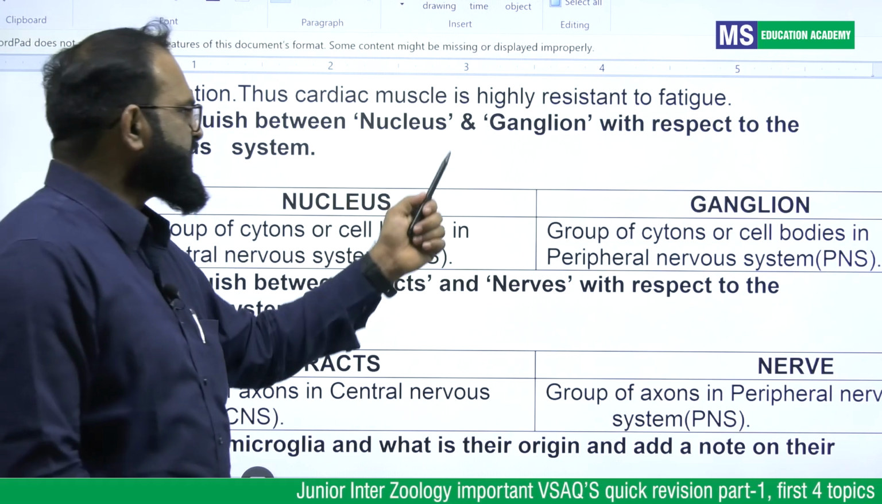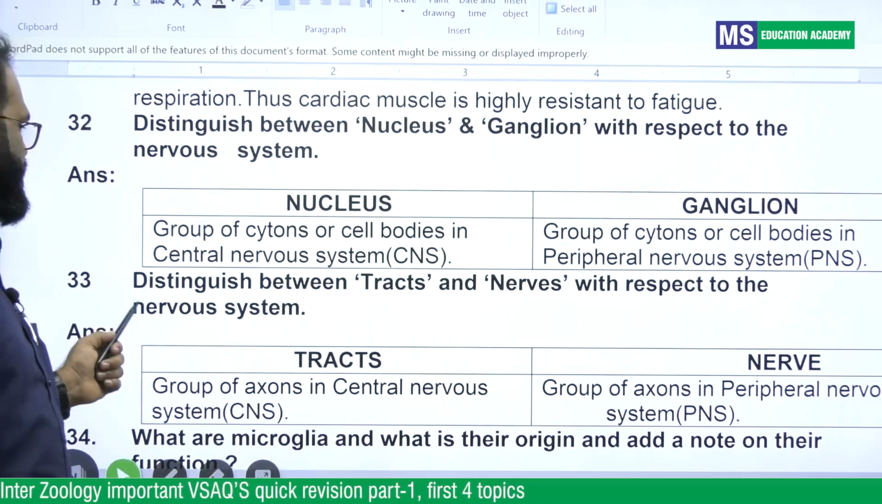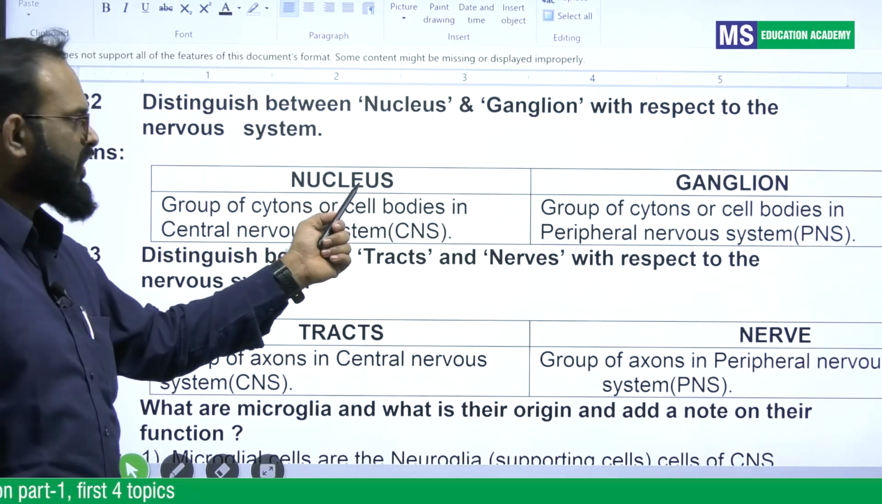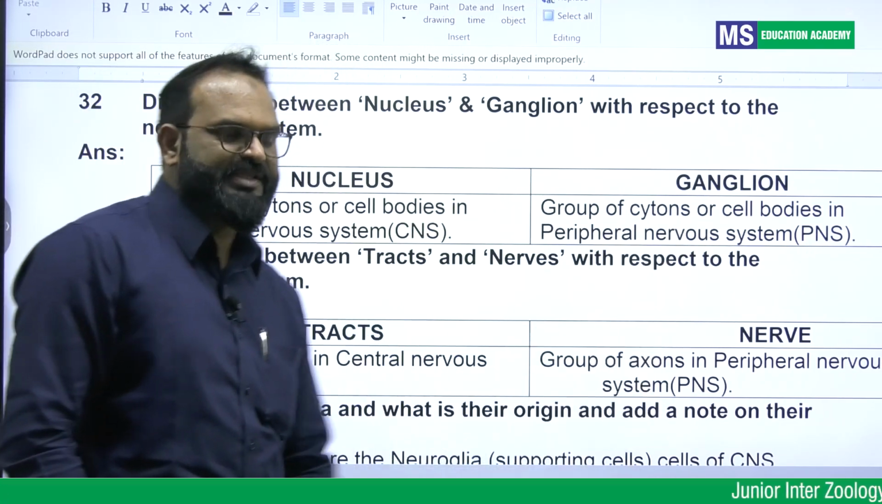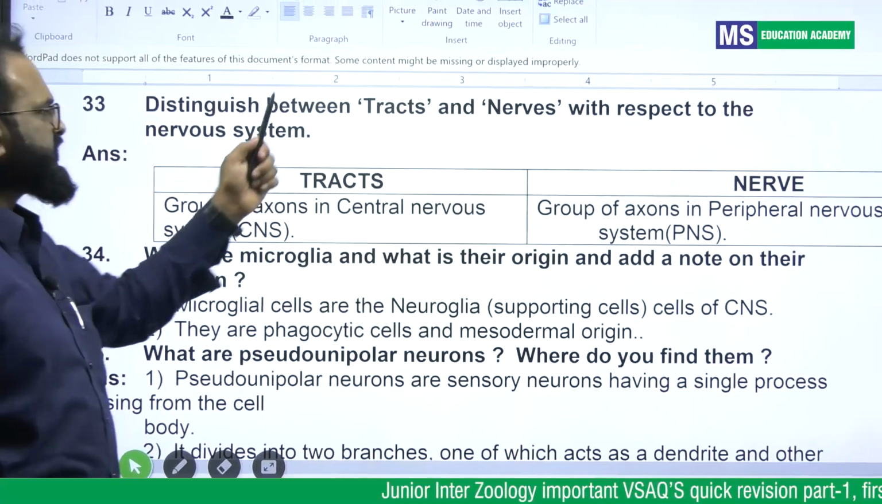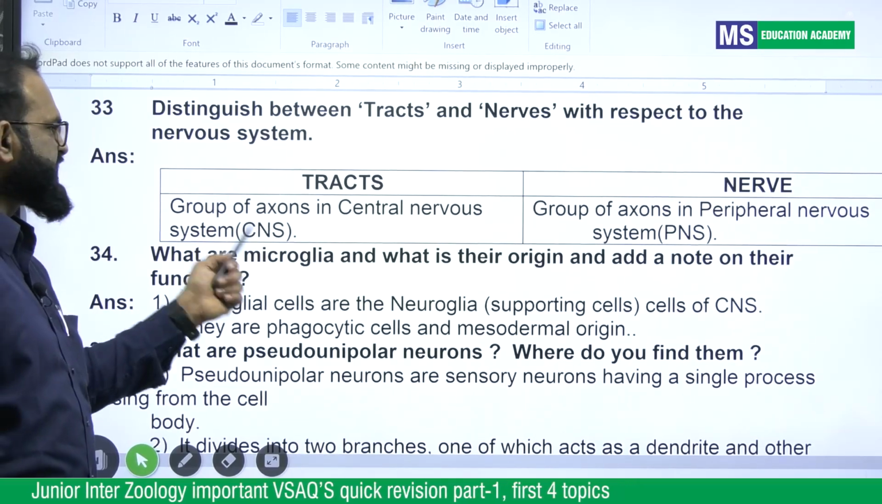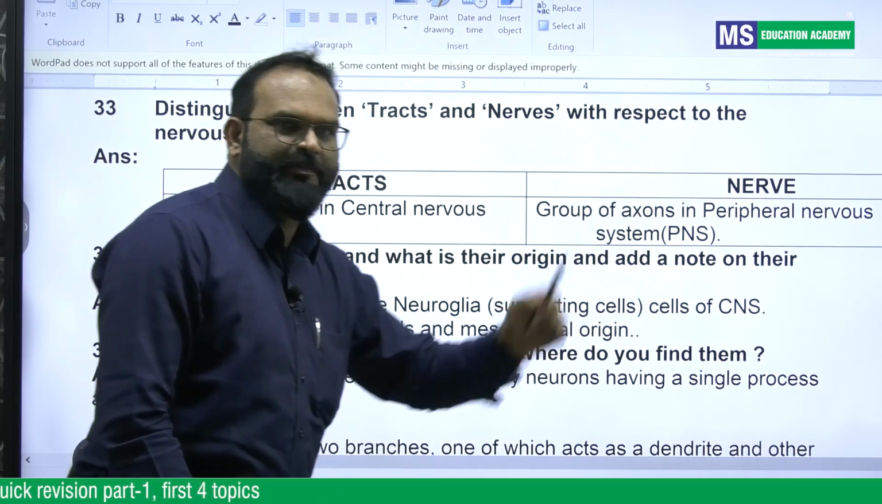Distinguish between nucleus and ganglion with respect to nervous system. Group of cell bodies in CNS is nucleus. Group of cell bodies in PNS is ganglion. Distinguish between tracts and nerves. Tract is a group of axons in CNS and nerve is a group of axons in PNS.